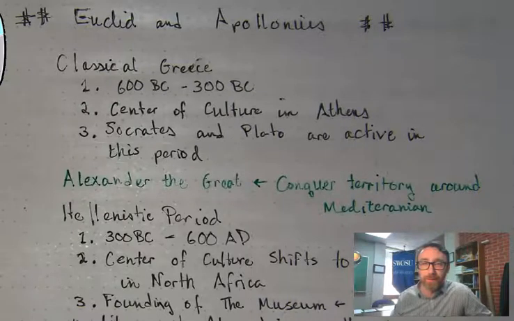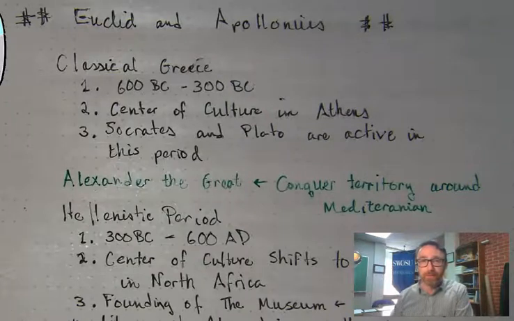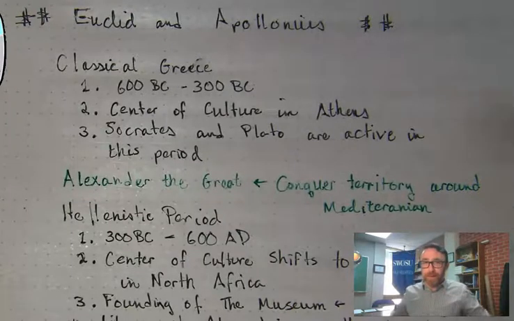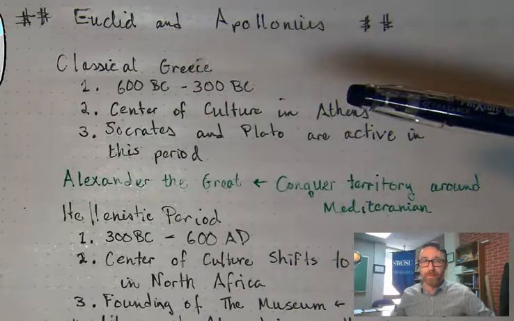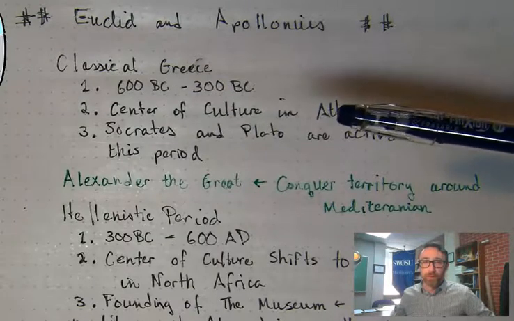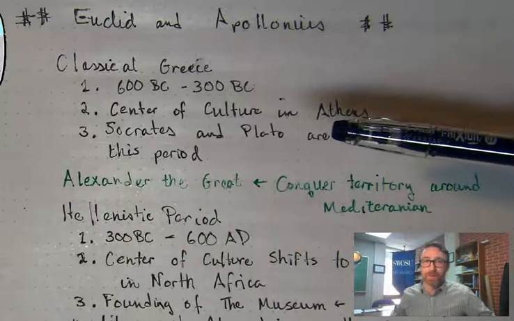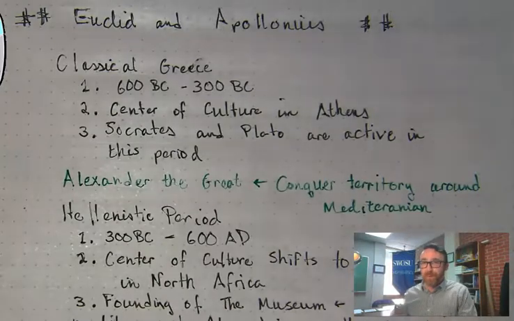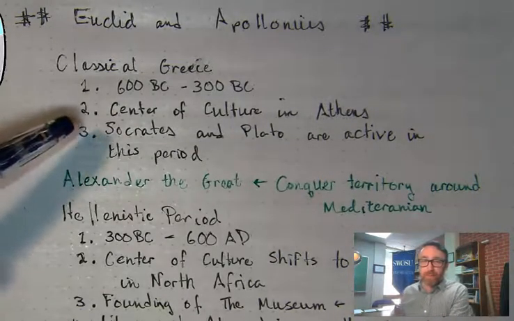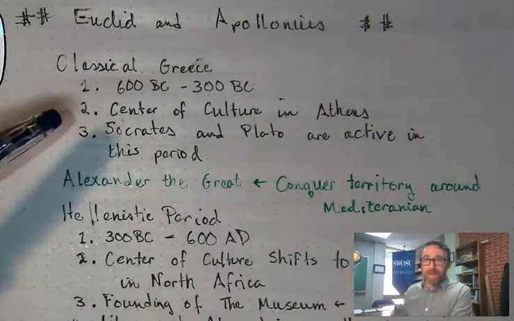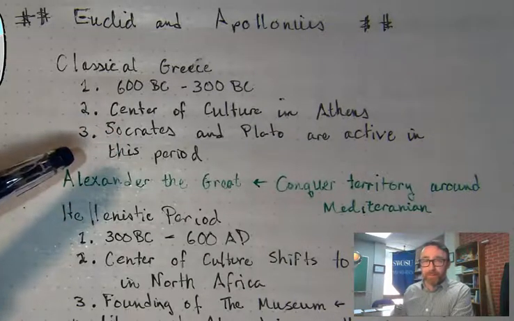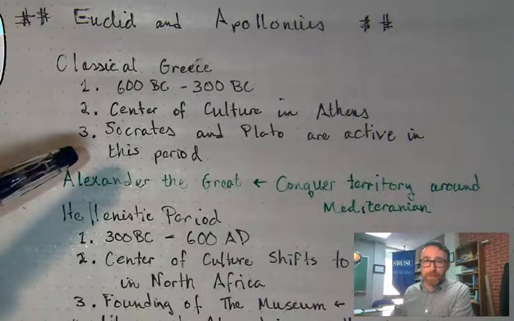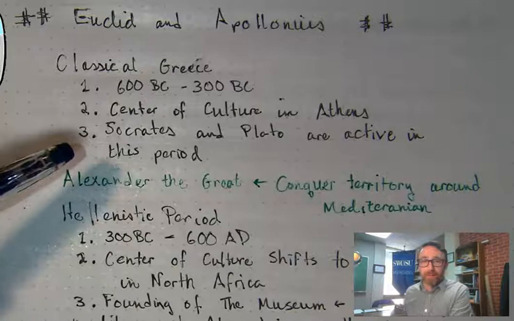We are going to continue to Chapter 3 of Hollingdale's Makers of Mathematics, which discusses Euclid and Apollonius. And I'd like to give a bit of historical orientation here. When we refer to classical Greece, we are talking about the period of roughly 600 BC to 300 BC, where the center of cultural activity was in Athens. And just to give you some orientation, Socrates and Plato were active during this period.